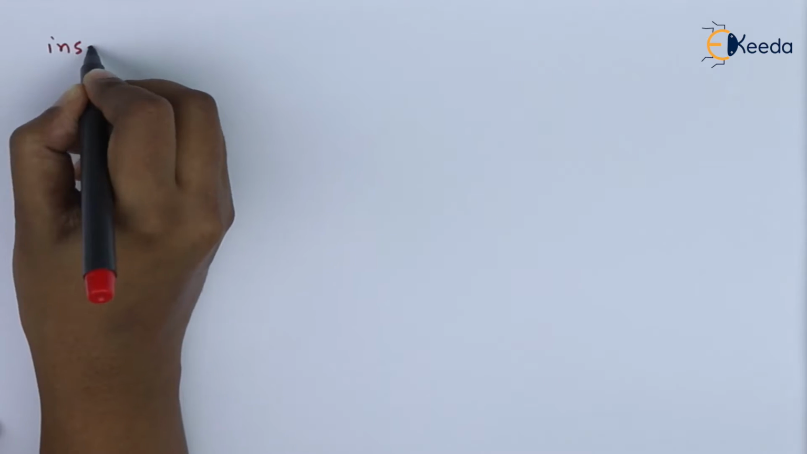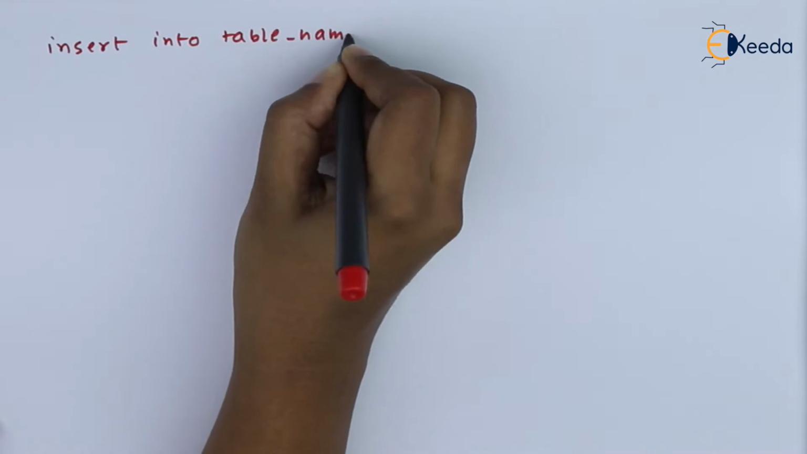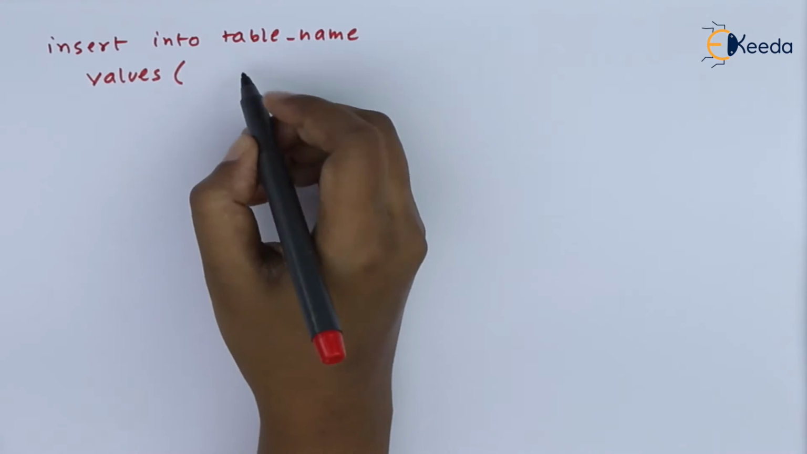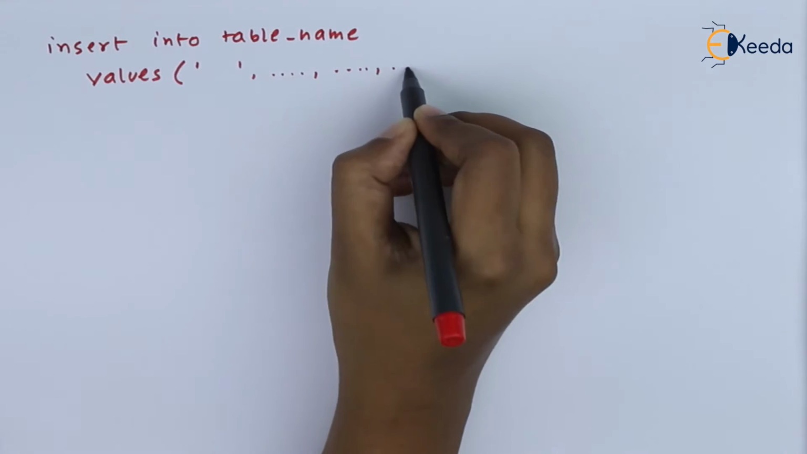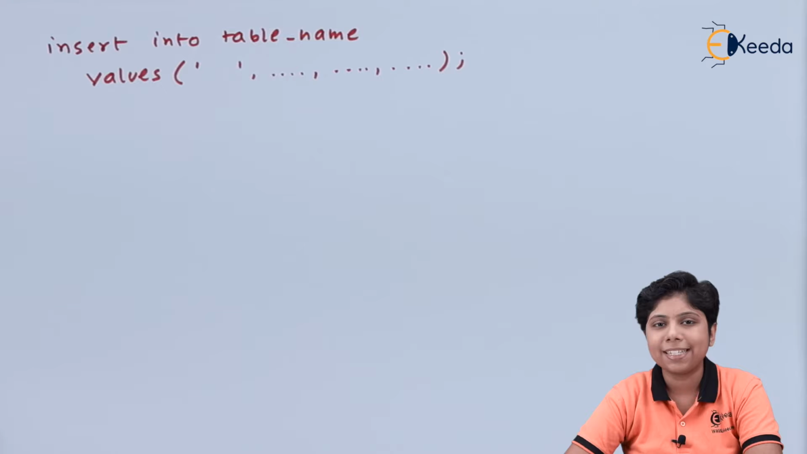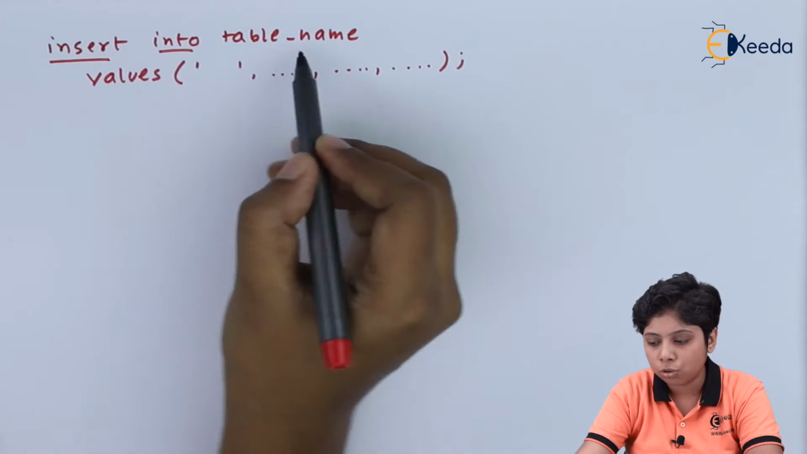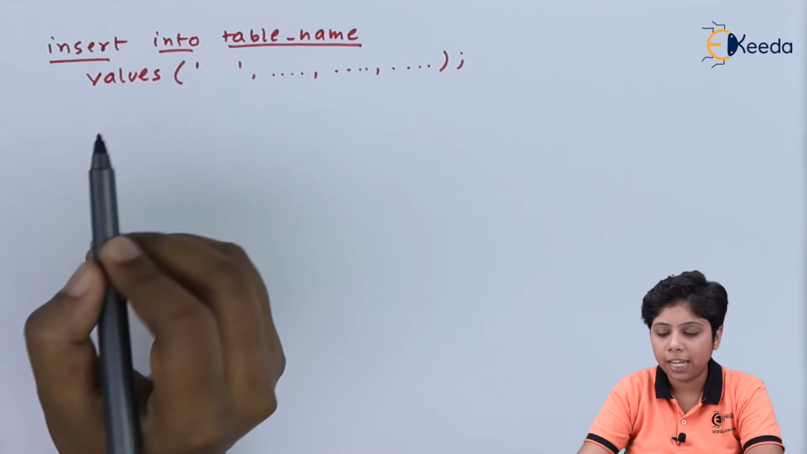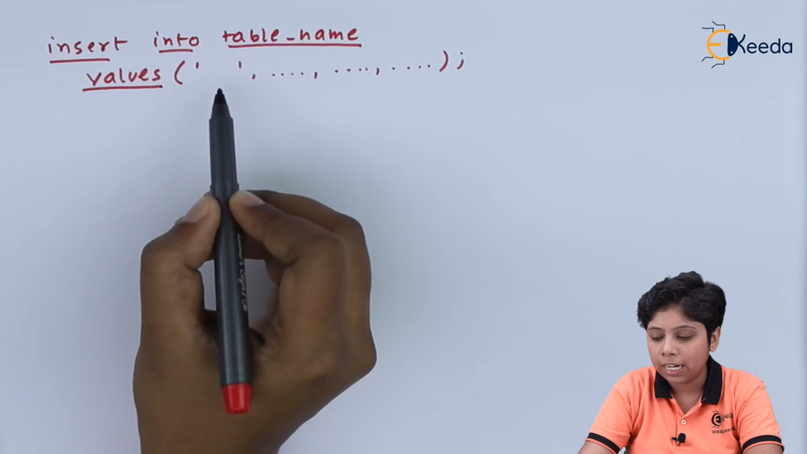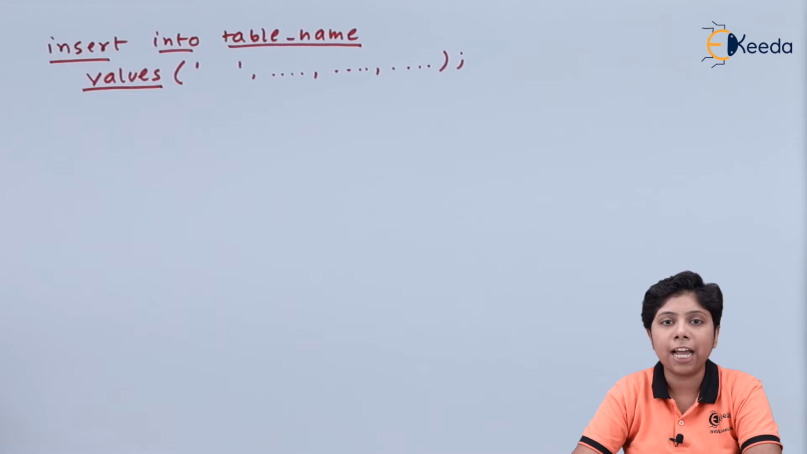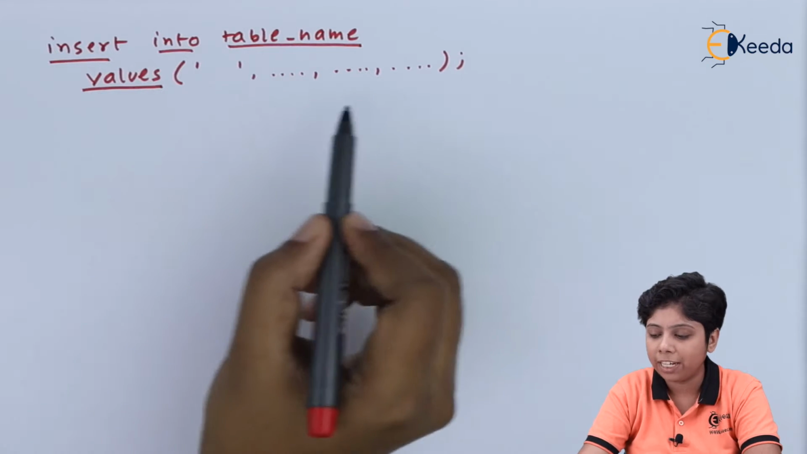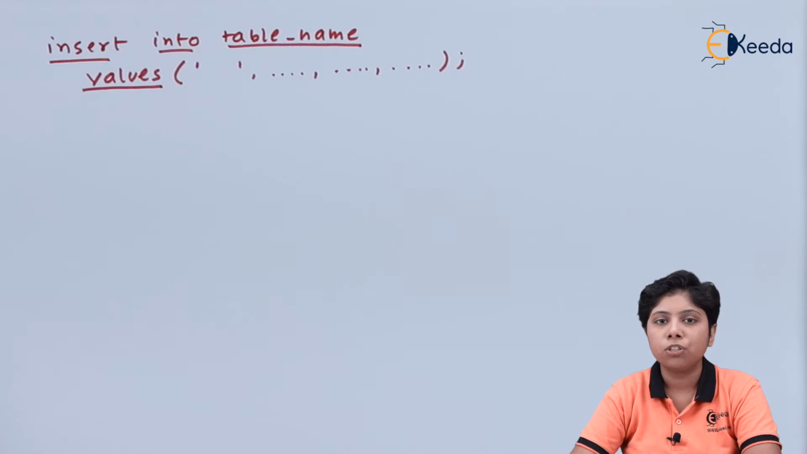The basic syntax of inserting data in the database looks like this. This is the basic syntax of inserting a value, which consists of INSERT INTO the table name, then the keyword VALUES, and after that the values matching the data types accordingly. So sequentially we need to put the data.